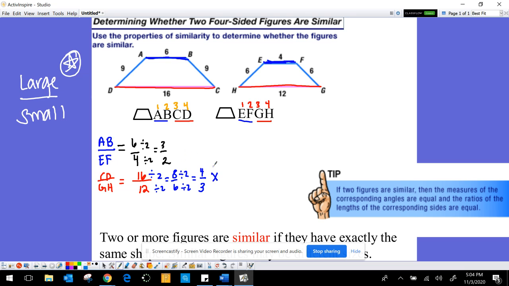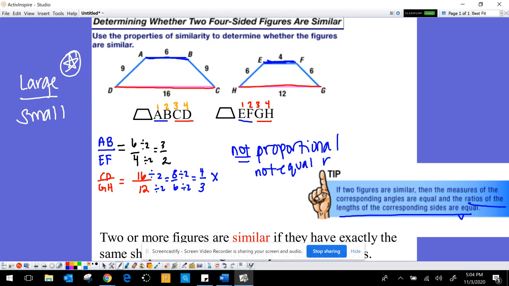Ooh, that is not matching. So these are not corresponding sides. Not corresponding, which means these are not proportional. The ratios of the length of the corresponding sides were not the same, so not equal ratios. If these were similar, then the ratios would have been the same. Well, let's look at identifying more corresponding sides. That's an important strategy to know.